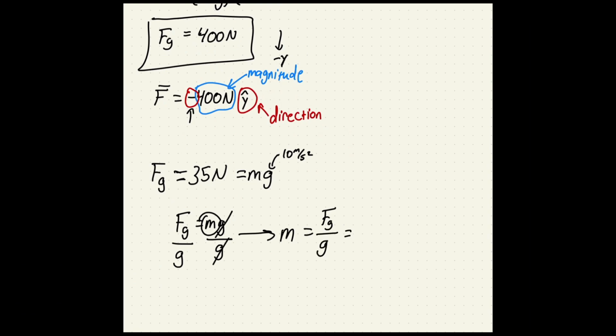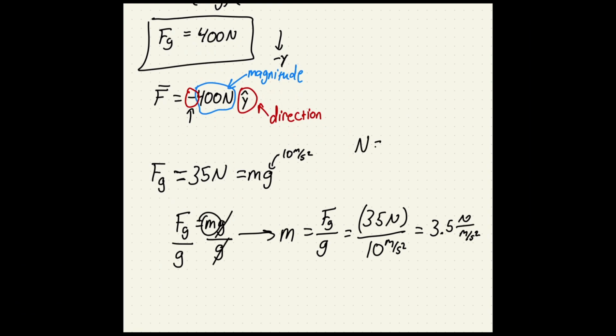We measured that force of gravity again. We got 35 newtons from our force probe. We divide that by 10 meters per second squared, and what I get then is 3.5 newtons per meter per second squared. Does this make sense? Well, what is that unit really? Let's think about it. Let's do some what we call dimensional analysis.